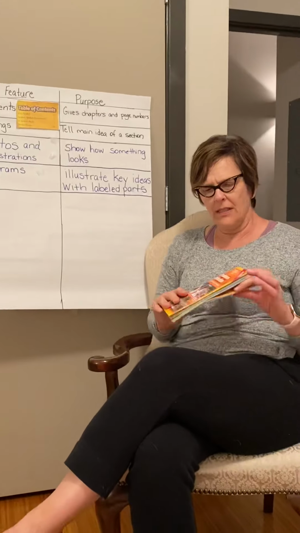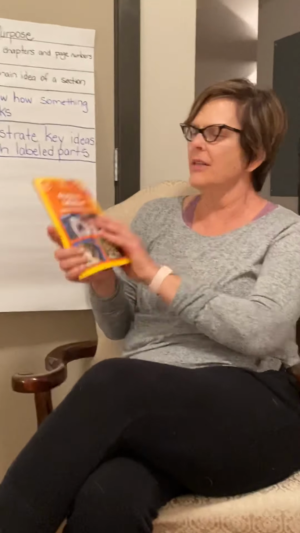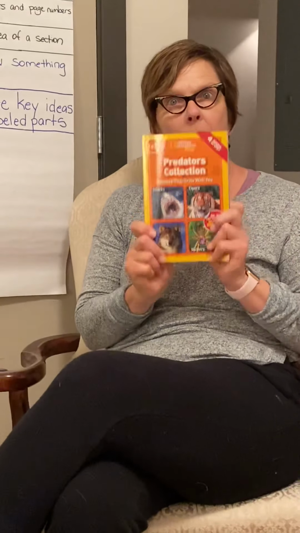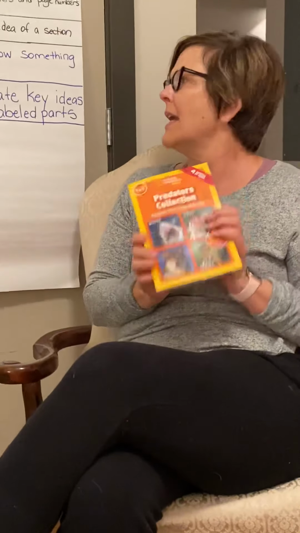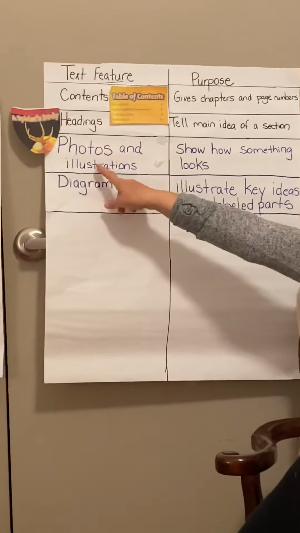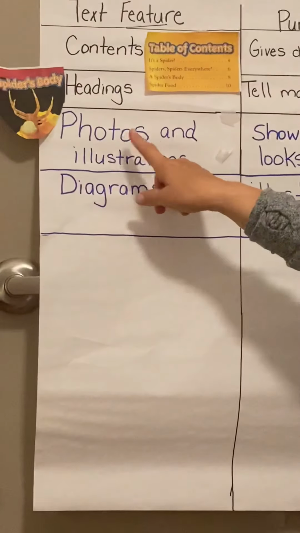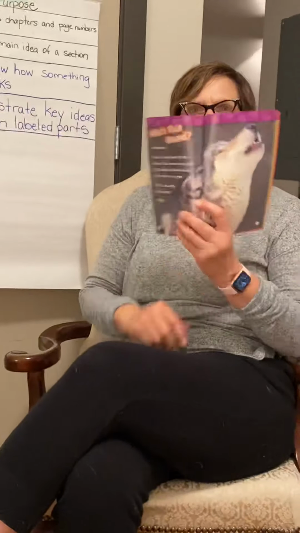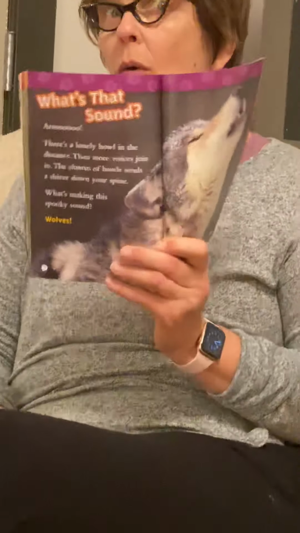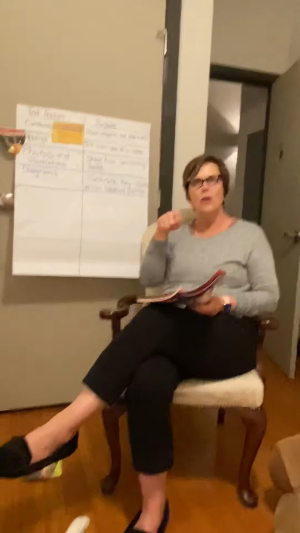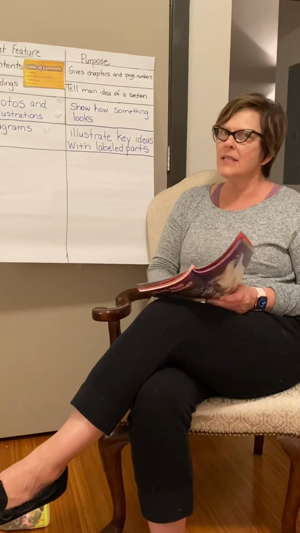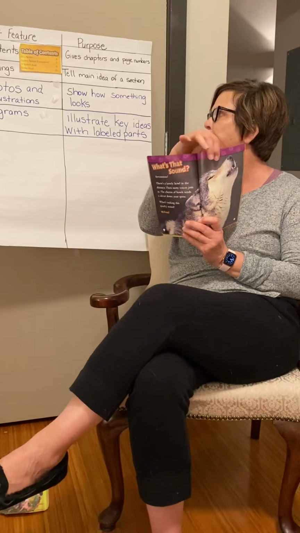So today, I'm still in my same book, Predator's Collection. It's a nonfiction book. So we're going to see a table of contents and we're going to see headings. But we're going to focus today on photos and illustrations. Nonfiction usually has photos. For instance, this beautiful photo of a wolf that somebody took with a camera. Sometimes though, nonfiction books have just illustrations where they've painted it or drawn the pictures. But oftentimes you're going to see photographs.